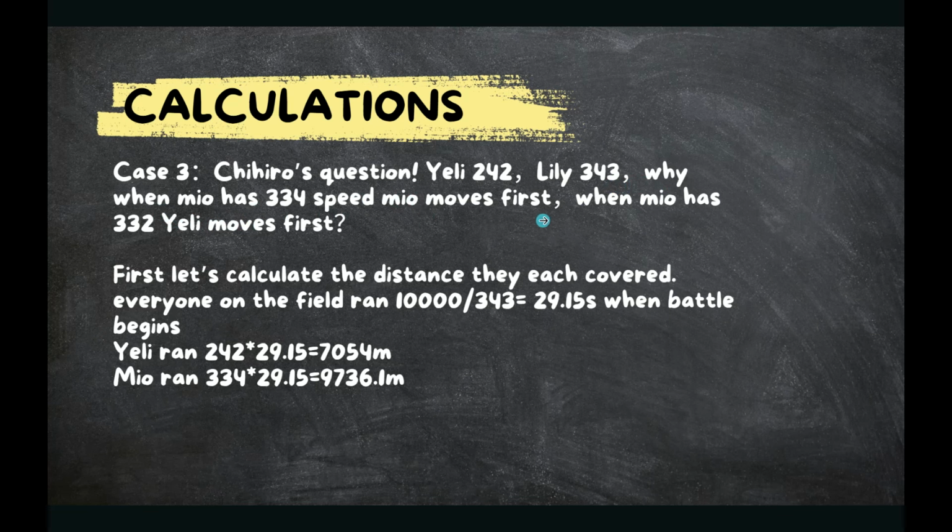When Mew has 332 speed, Yeli is moving first. So in order to figure out this question, we need to first calculate the distance they each covered.